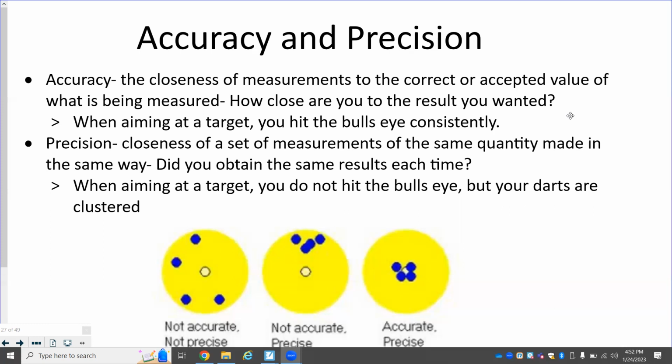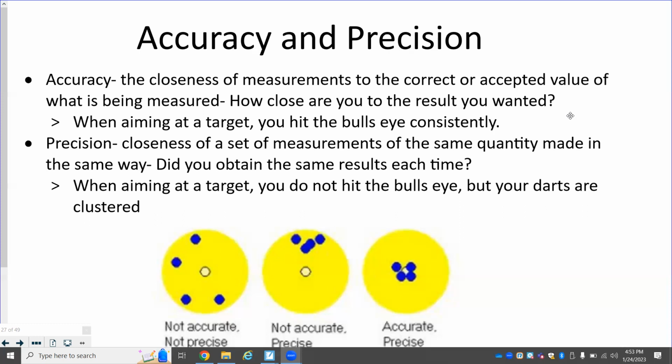With precision, this is the closeness of a set of measurements of the same quantity made in the same way. And did we obtain the same results each time? So yet again, when we are throwing darts at a target, are we hitting about the same spot every time we throw the dart? Or say that we are doing a lab where we measure density 3 different times. Are we getting about the same result all 3 times?